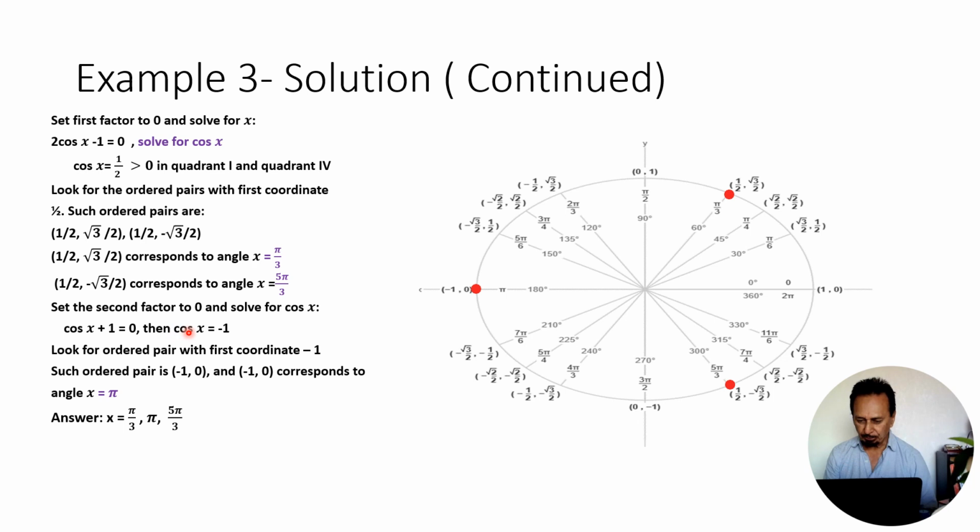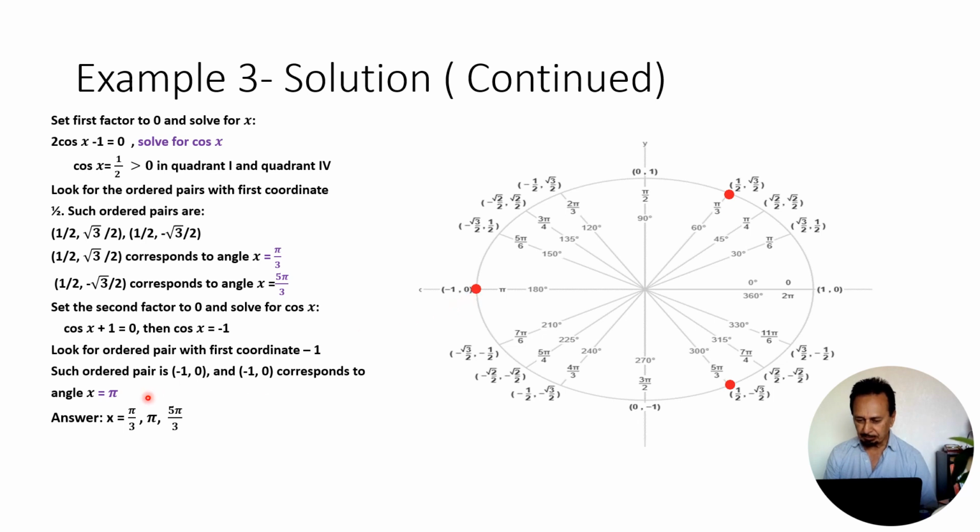Set the second factor to 0 and solve for cosine x. So if you have cosine x plus 1 equal to 0, move the 1 to the right, so you have cosine x equal to minus 1. Now look for an ordered pair with the first coordinate negative 1. It's right here, negative 1 comma 0.